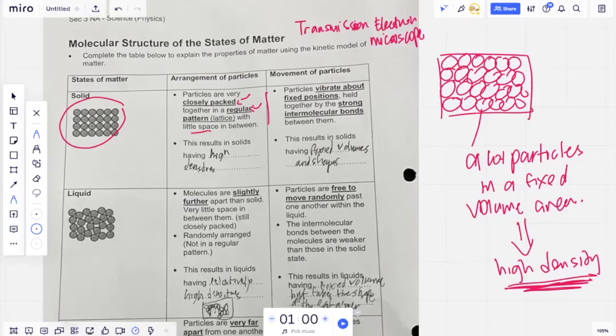They are closely packed in a regular pattern. So this is classified under arrangement.